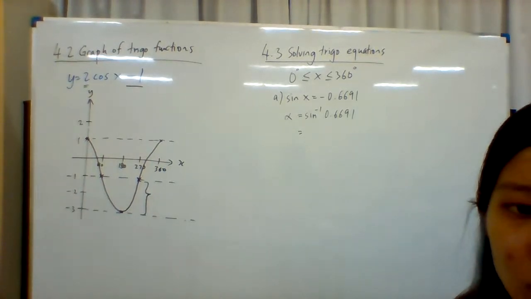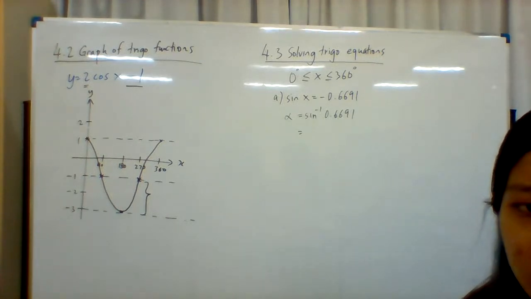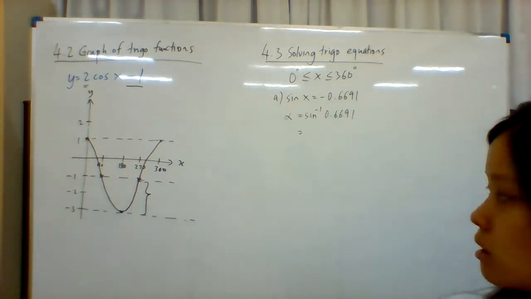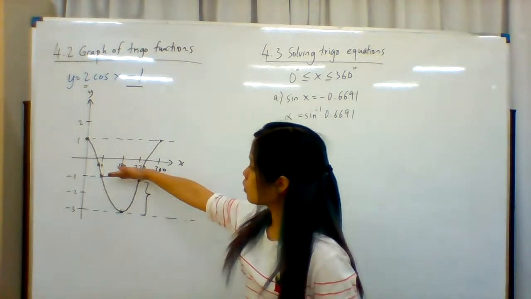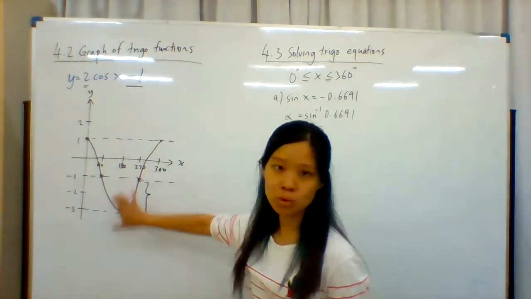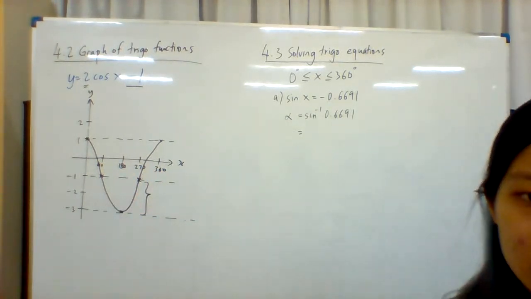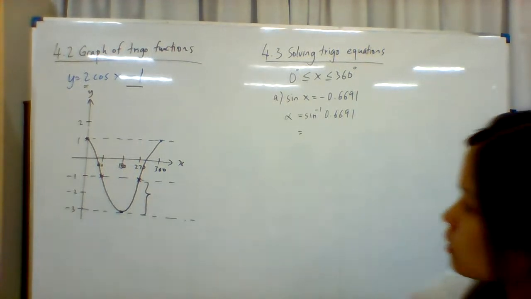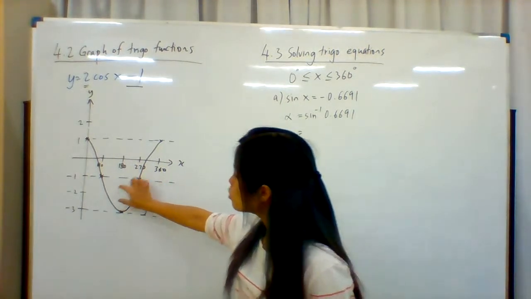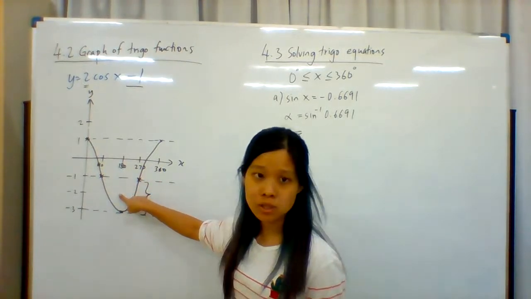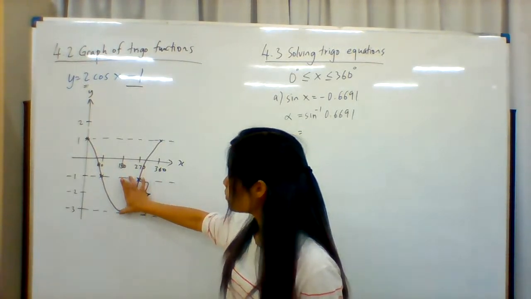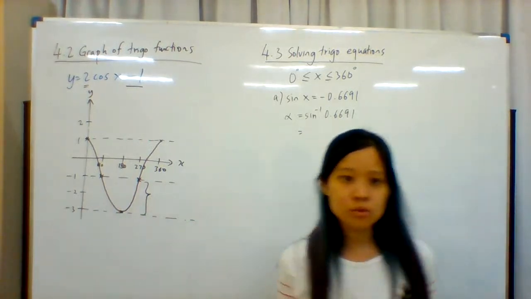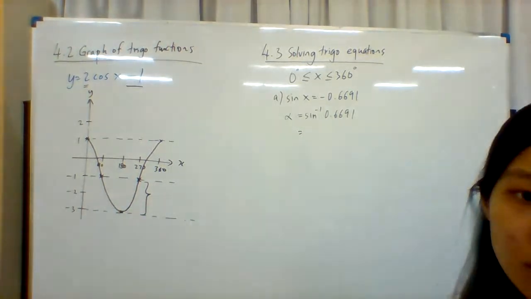No, the 2 is the amplitude. Amplitude means the distance from your baseline to your minimum or to your maximum. Negative 1 means it moves down by 1. So you start from the negative 1, then usually it will be at negative 2 if it's just minus 1. But because the amplitude is double, now it's at negative 3 instead of negative 2.